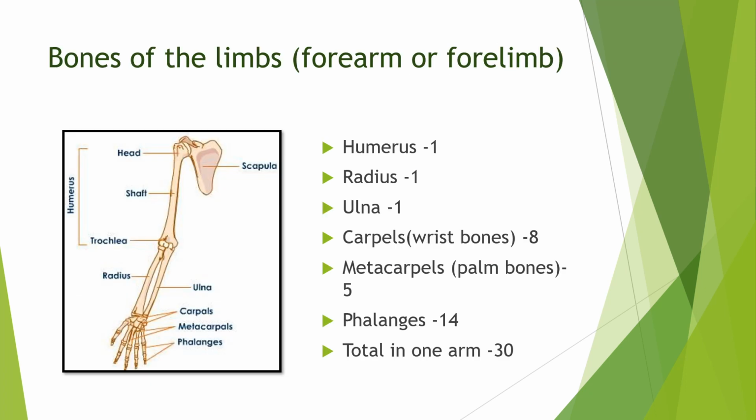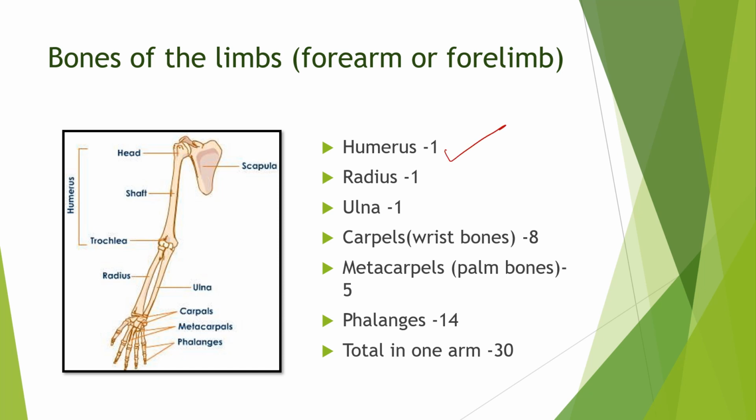Bones of the limbs. So bones of the limbs means the forelimb or the forearm. So how many bones are there? We have already told that the forelimbs have 60 bones. Okay, so 60 bones means 30 bones in each arm. So left arm 30, right arm 30. So let us see what is the division here.